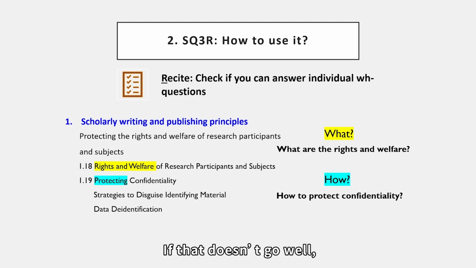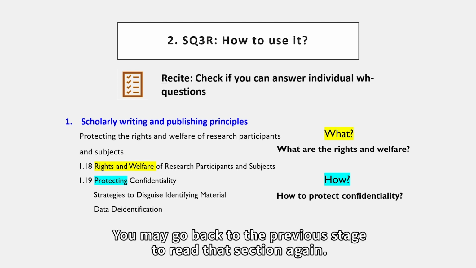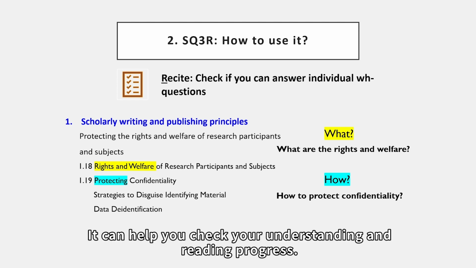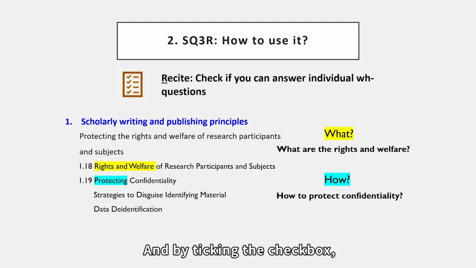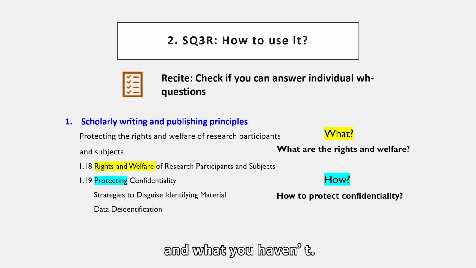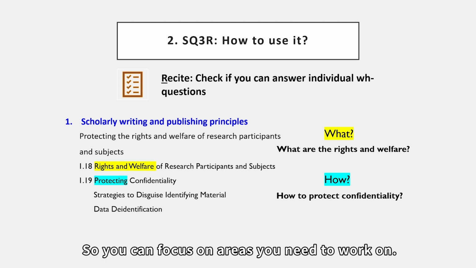If that doesn't go well, it's okay. You may go back to the previous stage to read that section again. The Recite strategy is a useful self-evaluation tool. It can help you check your understanding and reading progress, and by ticking the checkbox, you will know what you have already understood and what you haven't, so you can focus on areas you need to work on.